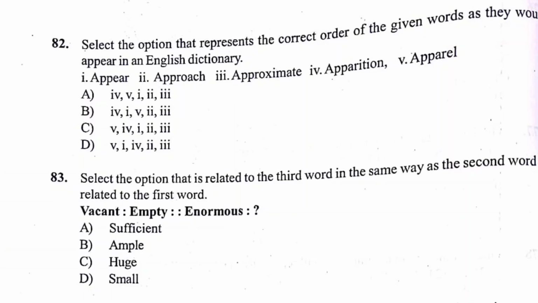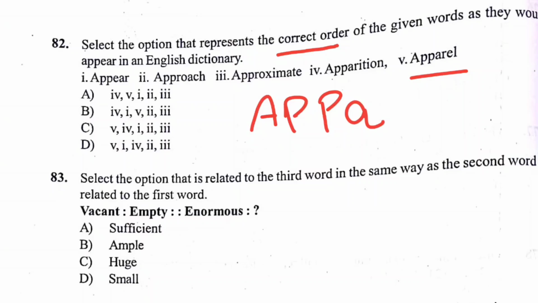Next question is, select the option that represents the correct order of the given words according to the dictionary. We have appear, approach, approximate, apprehension, apparel. So APP is in all the words. Now APPA, first will come APPA, that is the apparel one. Then we have APPE, so APP, then we have again apprehension, APPA, or here we have APPE.